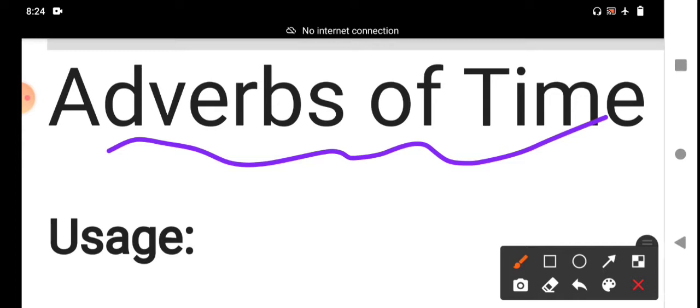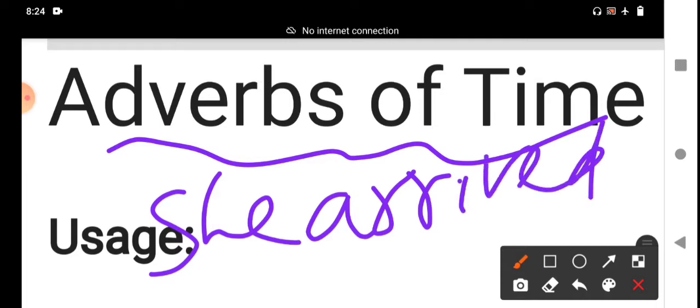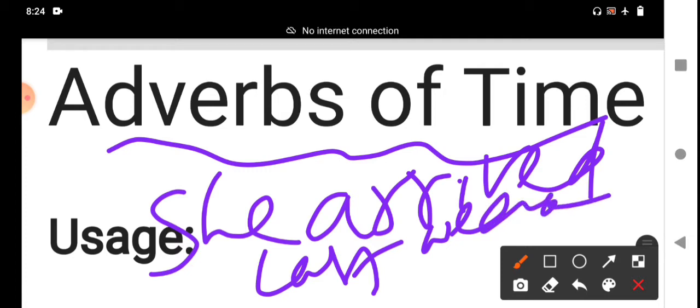There are many examples; I will give you one or two. For example, she arrived last week. When did she arrive? Last week. It is the adverb of time. My brother came yesterday. When did he come? Yesterday. Yesterday is an adverb of time.